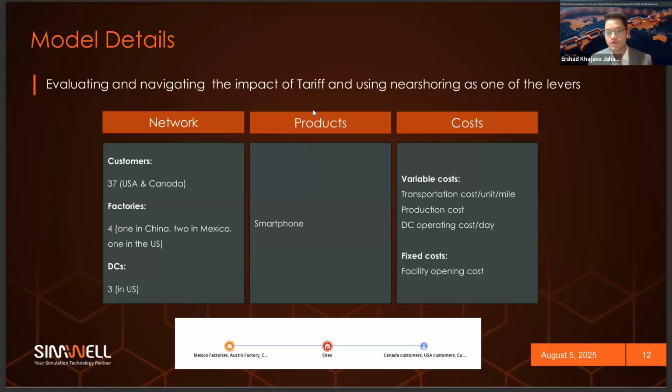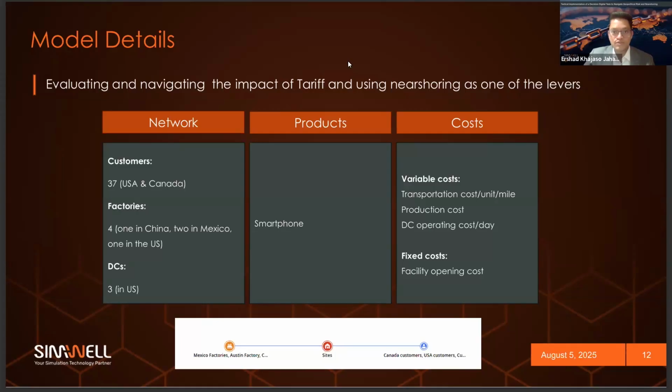And in terms of the cost for different parameters, like transportation cost, between DC to customer, we consider LTL as the transportation cost policy. Between factory and the DC, we use the fixed delivery or FTL transportation policy. We do have the production cost. Each country has a different production cost, and the production cost mostly includes the labor cost and all other costs related to the production of that particular product. We have the DC operating cost, we have the facility opening cost in the model. And in the bottom, you can see the supply chain: we have the factories, we have the sites, and then we have the customers.